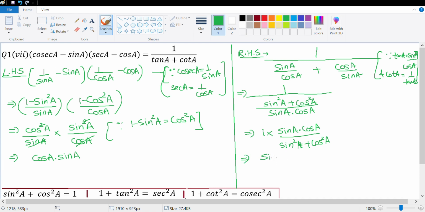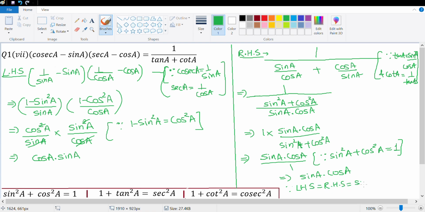This would become sine a dot cos a upon 1. Reason would be, since sine square a plus cos square a is equal to 1. So this is also now equal to sine a dot cos a. So since left hand side is equal to right hand side is equal to sine a dot cos a, therefore LHS is equal to RHS, hence proved.